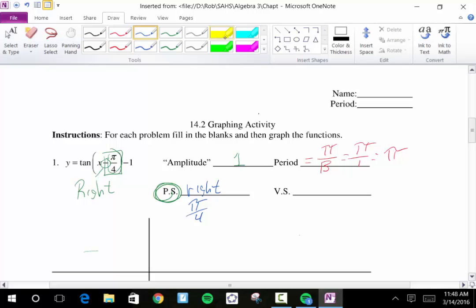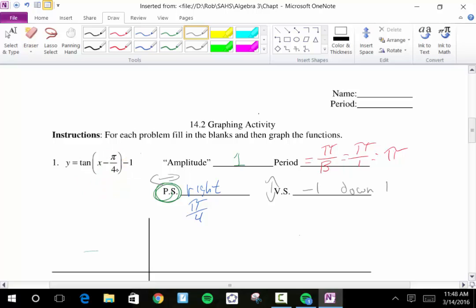And the last thing is the vertical shift. That's determined by this one right here. What that is, pretty much, is the up and down. The phase shift is the left and right. In this situation, it is going down 1. So the vertical shift is -1, or down 1.